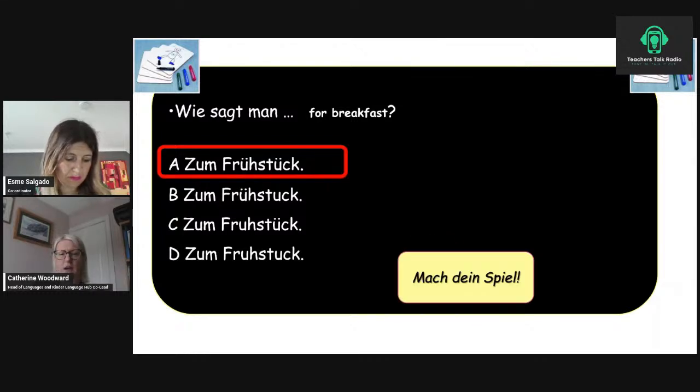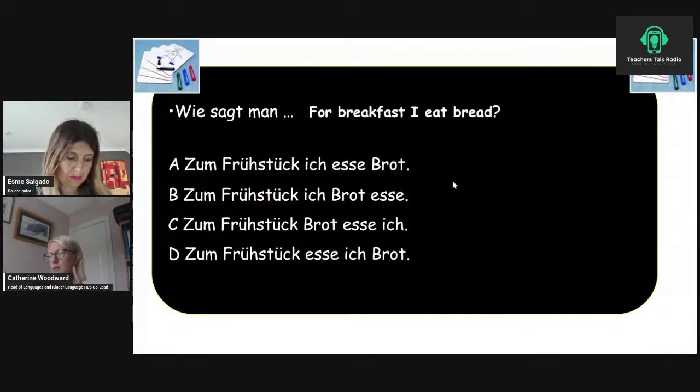So we've got that one, and then we can build up to different sentences. We build up, so some Frühstück, and then we've got it in a full sentence.